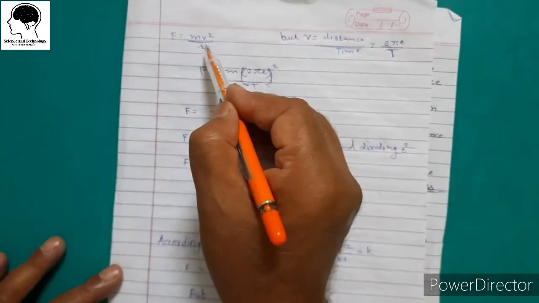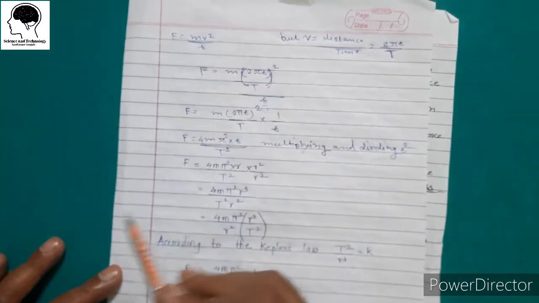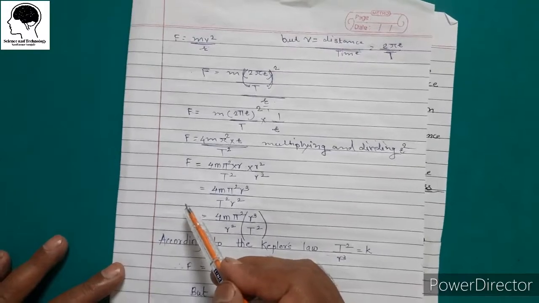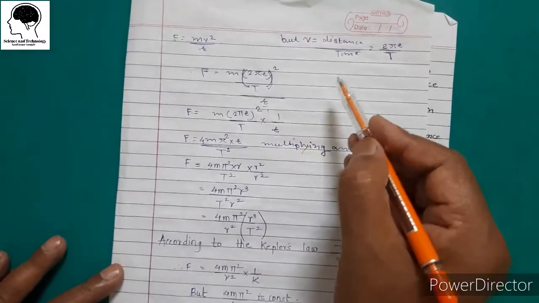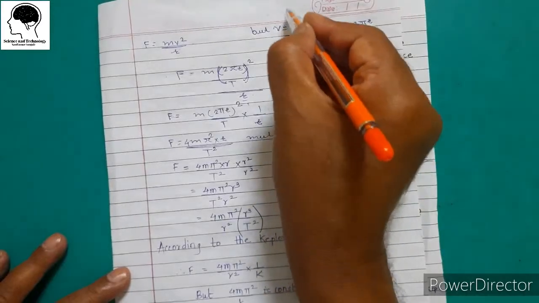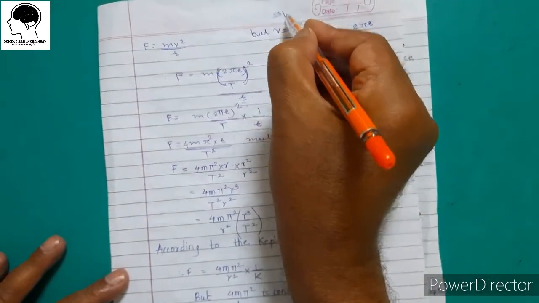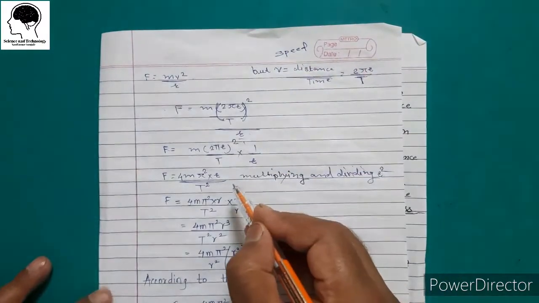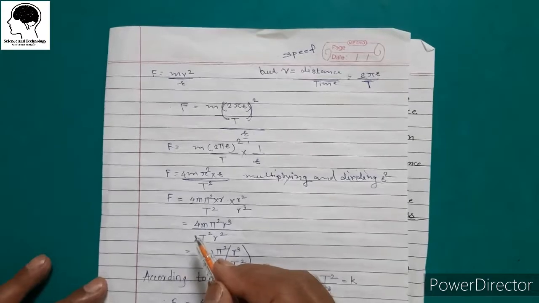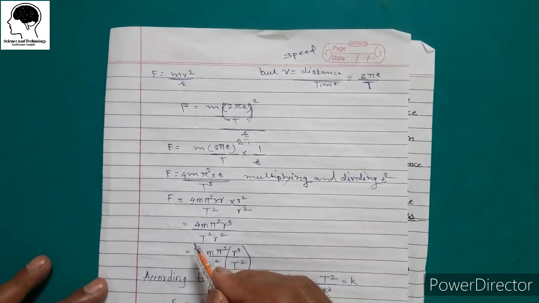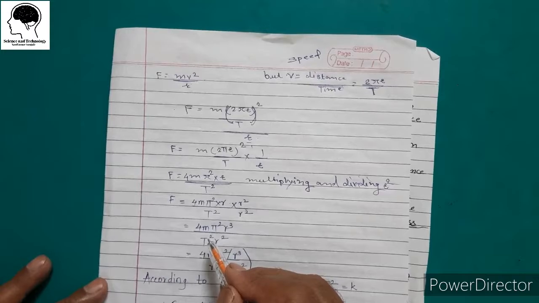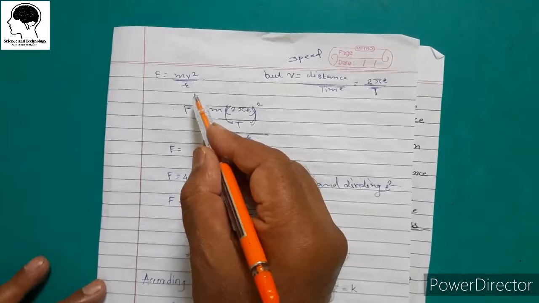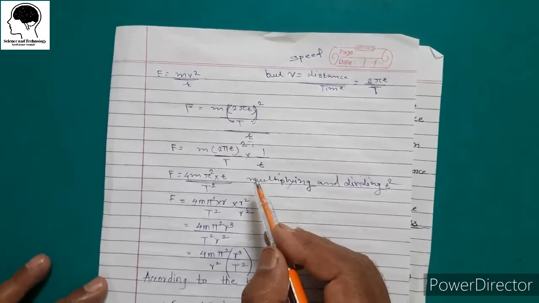So F is equal to mv square upon r. Here m is the mass of the planet, the mass of the object, v is the speed of the planet, and r is the radius of that circular path. It is also, we say, the distance of the planet from the sun, that is represented by r.